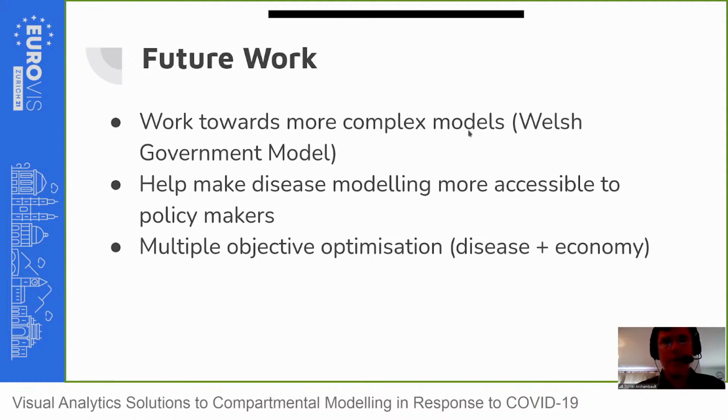So in terms of future work, we are currently working on more complex models. In fact, Biagio Lucchini wrote the Welsh governmental model in order to make lockdown predictions for Wales, and we're looking at applying some of this to that. We hope to make disease modeling more accessible to policymakers through these visual analytics solutions. And following on from Torsten's presentation earlier today, we are exploring multi-objective optimization approaches for this. So for example, how do you balance disease and economic factors?